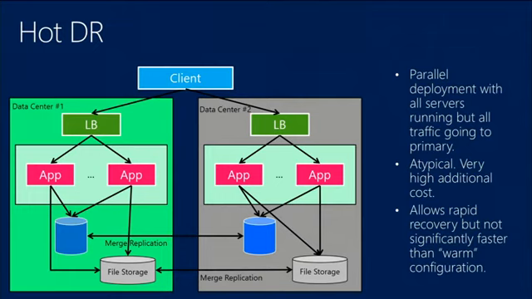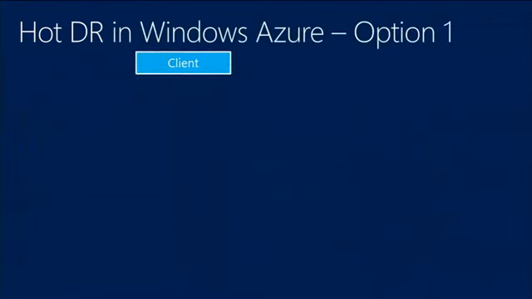So this is a typical deployment. It's costly. It's very costly because you basically have two almost exact replicas of the system. One is doing something, the other one is not. But you have this information. Normally, this is not very used. So there are several options in here for Windows Azure.